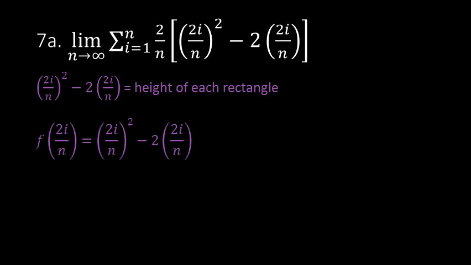That means f of 2 over n times i is 2 over n times i squared minus 2 times 2 over n times i. That translates into the function f of x equals x squared minus 2x. So this is the function under which we're finding the area. That makes our integral expression the integral from 0 to 2 of x squared minus 2x dx.